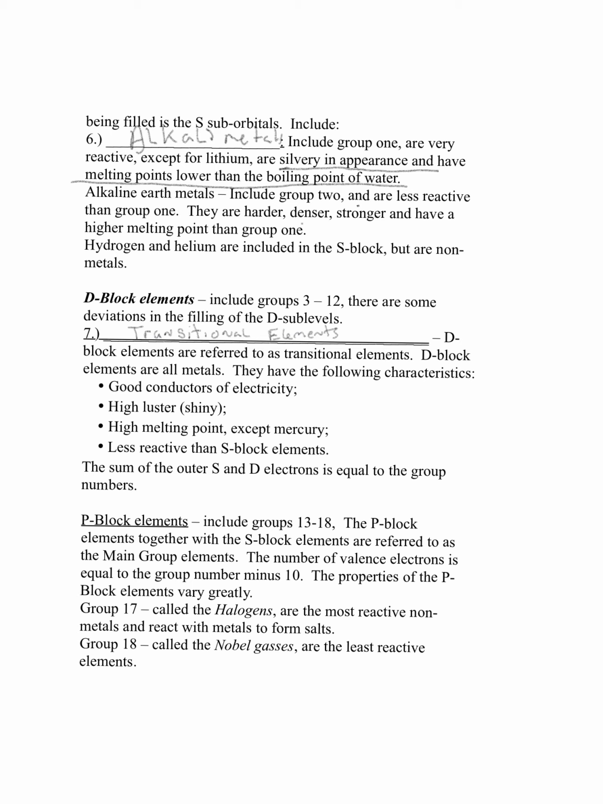And then we have the P block elements, and that's groups 13 through 18. The P block elements, together with the S block elements, are referred to as the main group elements. The number of valence electrons is equal to the number of the group minus 10. The properties of the P block elements vary greatly. Group 17, the halogens, are the most reactive non-metals and interact with metals to form salts. Group 18, the noble gases, are the least reactive elements.